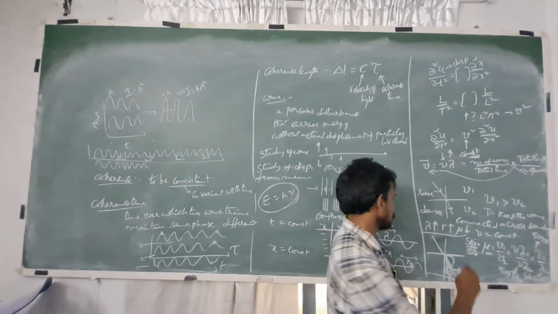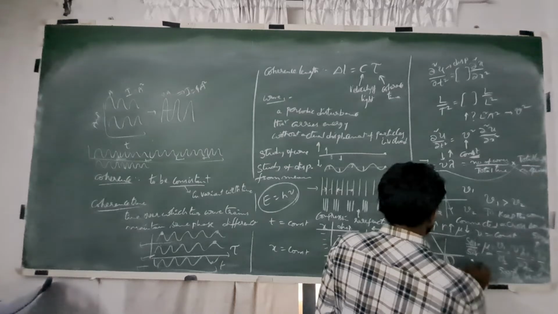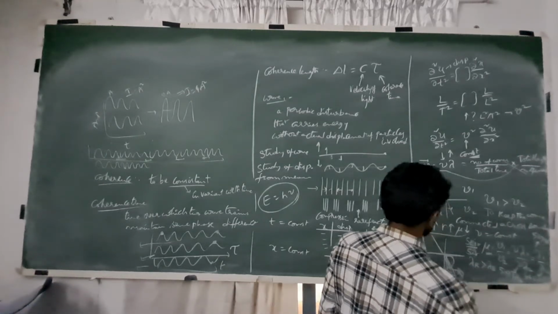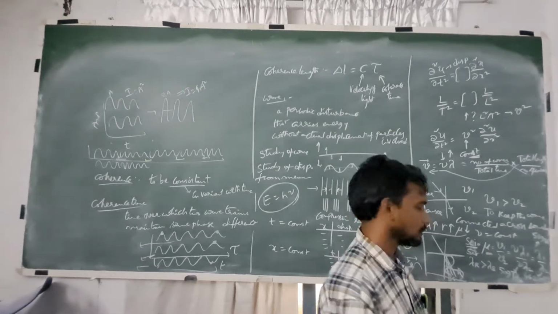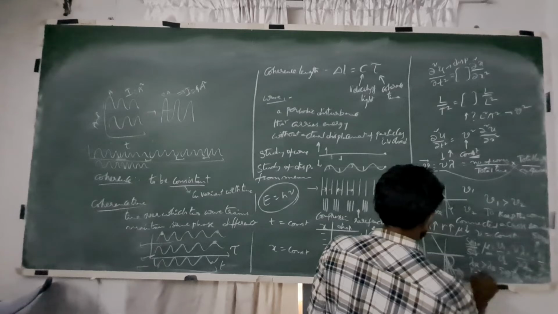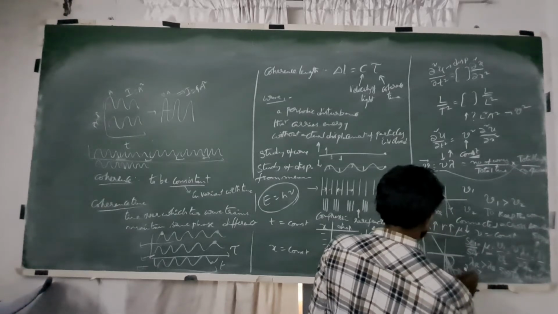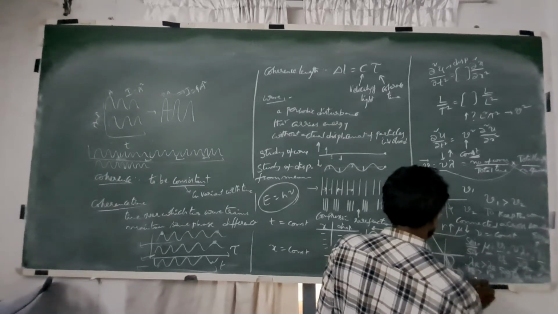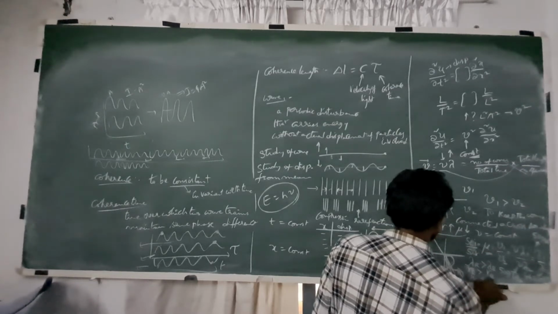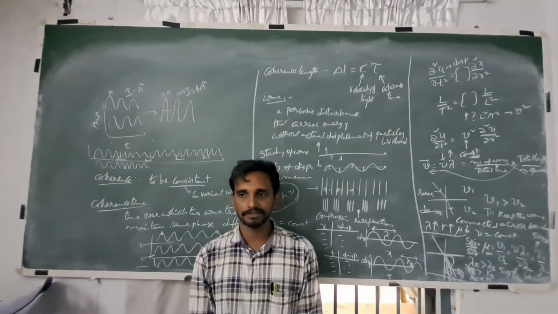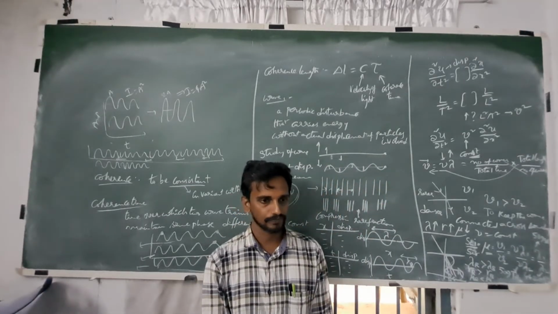More the wavelength, so lambda red is greater than lambda blue. Wavelength is greater for red, so the angle of refraction is greater than for blue, and mu red is less than mu blue. Refractive index for red is less than that for blue.